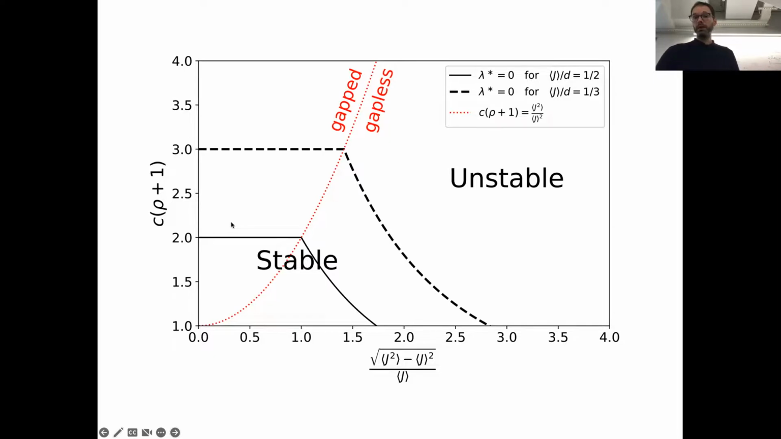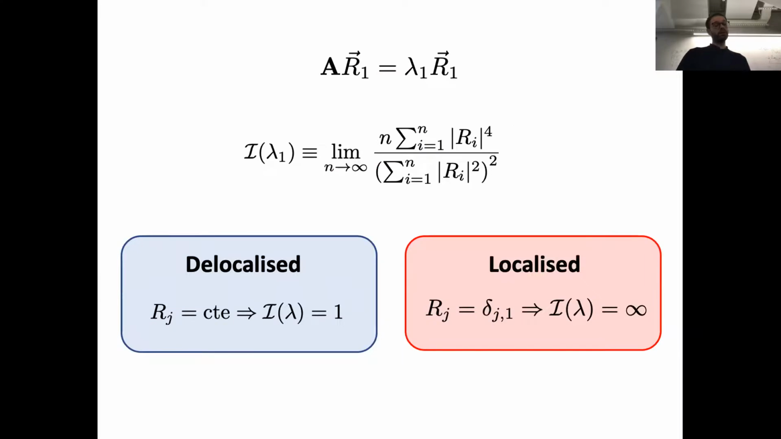All right, so we can as well look at the properties of the right eigenvector. One interesting property is the inverse participation ratio, which is one way to quantify how localized the right eigenvector is. It's not the only way, but it's one measure of localization. And if you're delocalized, it should be 1. If you're localized, it's infinitely large. That separates localization from delocalization.